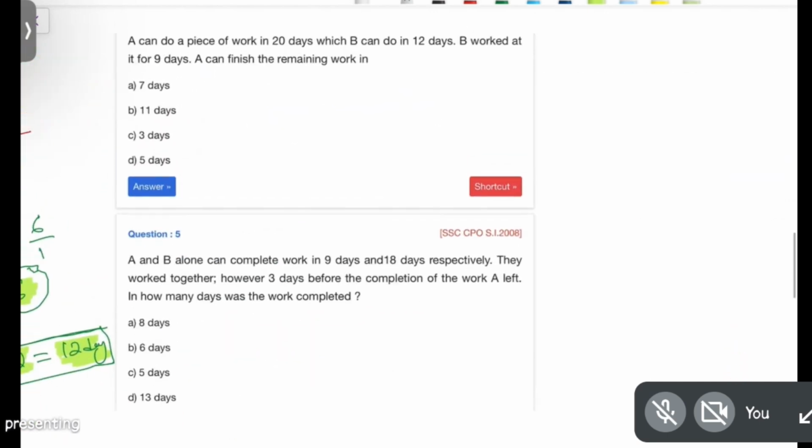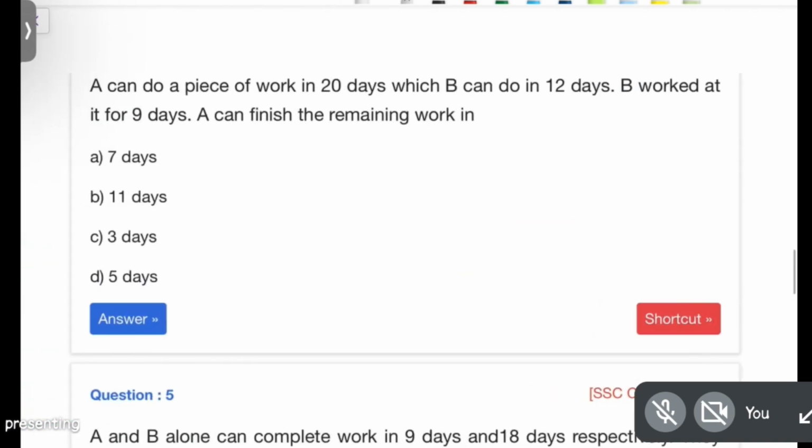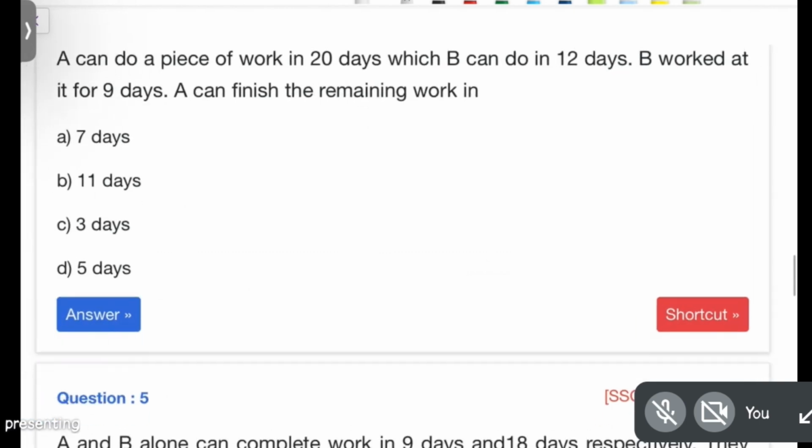Now the last is this one. Complete the work respectively before completion of the work. 20 days, 20 days, and 12 days. I'll try to use this one. Let's see how it will turn out.